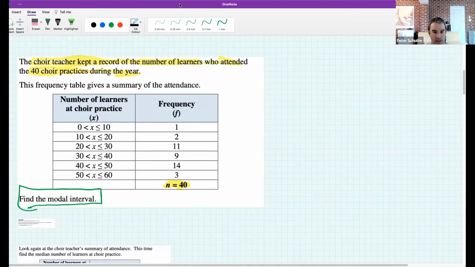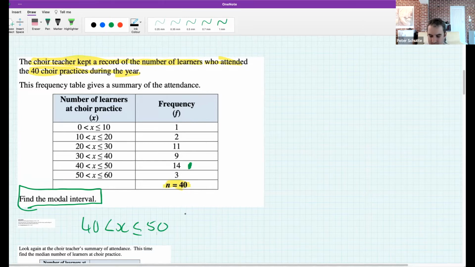Okay, so the modal interval has to be the one which occurs the most often. So which has the highest frequency? In this case, it looks to me like the highest frequency would be here. So there are 14 occasions where between 40 and 50 students. So the modal interval will be between 40 and 50.